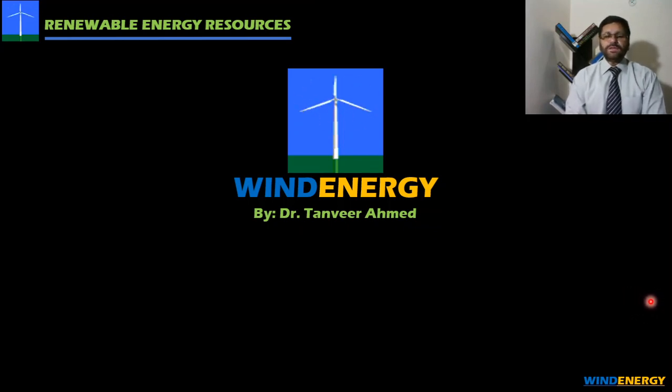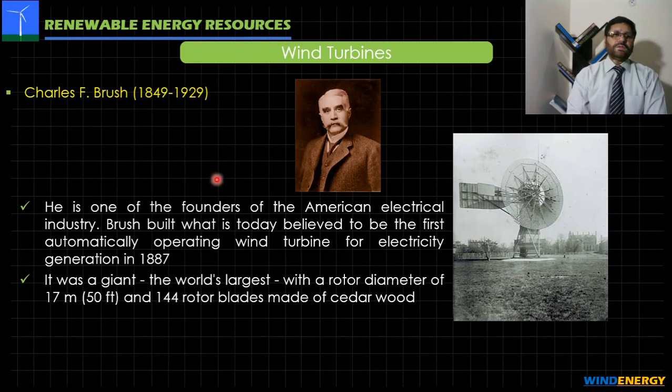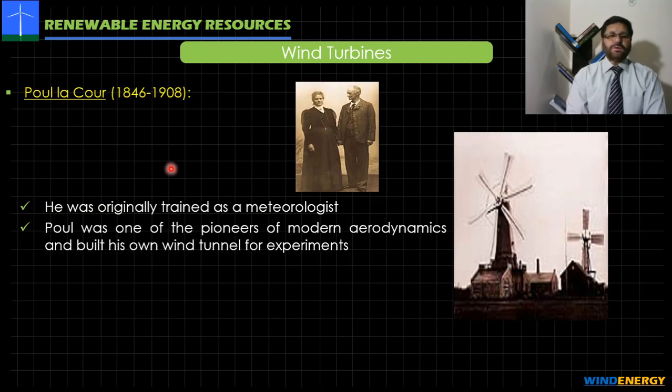In this session of wind energy, we will discuss various types of wind turbines. Charles F. Brush is considered to be the founder of wind turbines. He was also the founder of the American electrical industry. He built his wind turbine with 144 blades, and the diameter of the rotor was 17 meters. Paul la Cour was also considered one of the pioneers of modern aerodynamic wind turbines. He was actually a metallurgist, and he built his own wind tunnel for experiments.